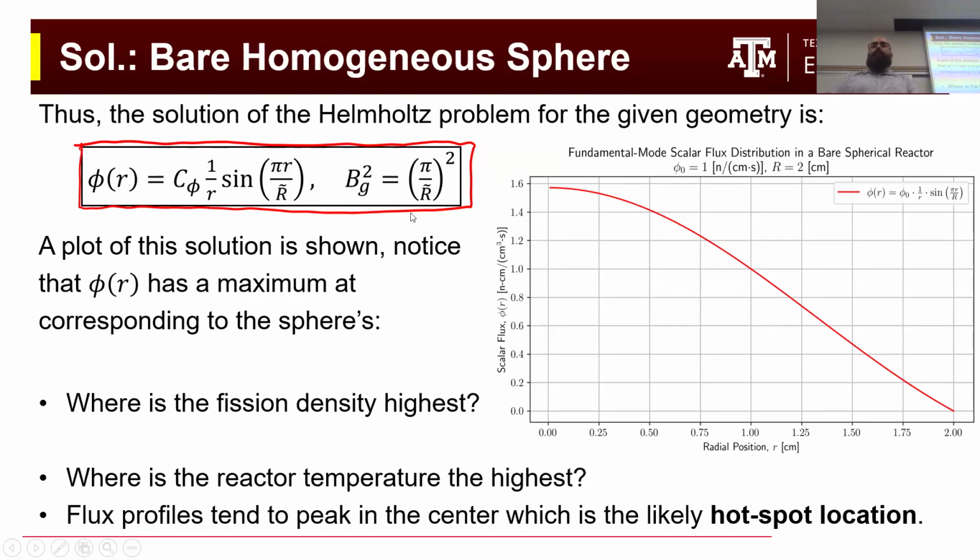And so if I were to plot this function with respect to r, I would get something that looks like this. So notice that if this is r equals 0, that's where my function has its maximum. It has its maximum at r equals 0. And r equals 0 in this case corresponds to the geometric center of the sphere.